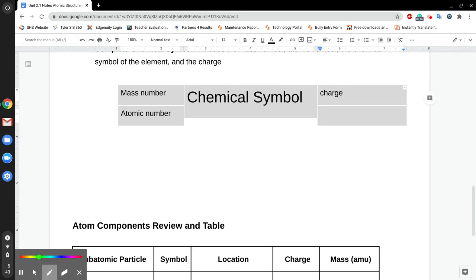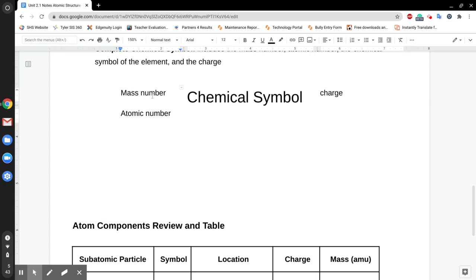This is exactly what we do right here. We have the mass number to the left, in superscript. We have the atomic number over here to the left in subscript. We have our chemical symbol in normal large font. And then we have our charge in the top right-hand corner, in superscript.